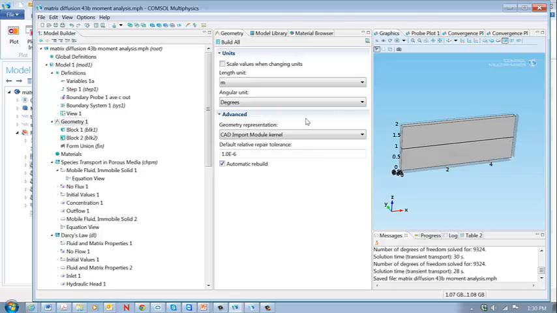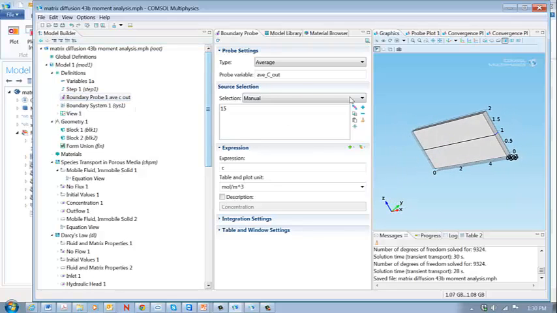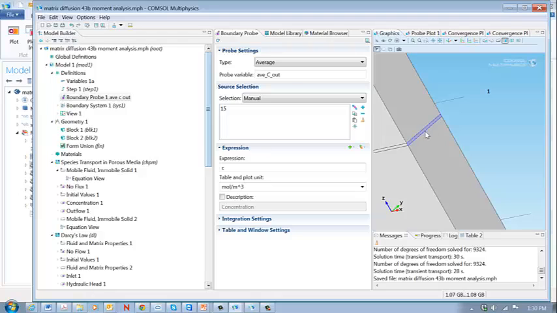So I set this problem up, and it's very similar to the one that was done earlier for matrix diffusion. I did put in this boundary probe that is an average concentration at the outflow. So I selected the outflow surface there of the fracture, and I made this variable called abcout. That's the average over that surface.